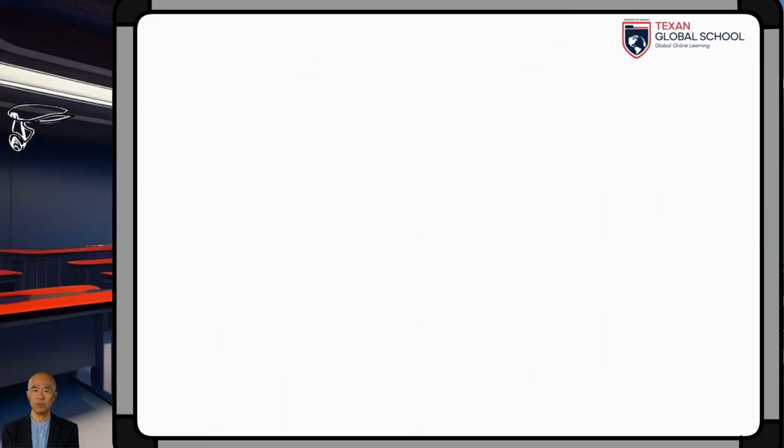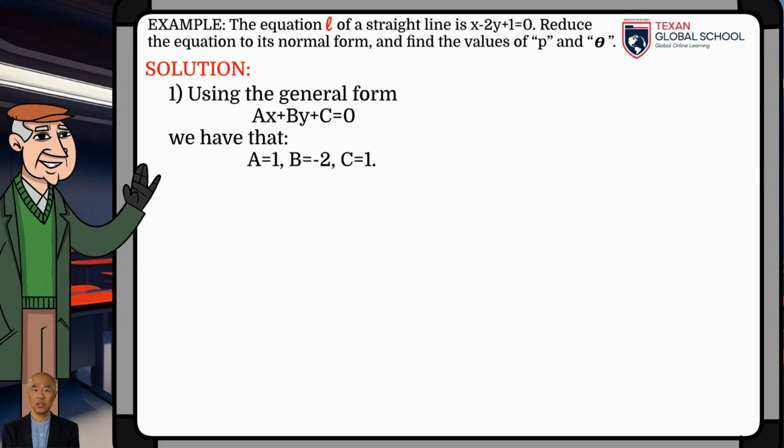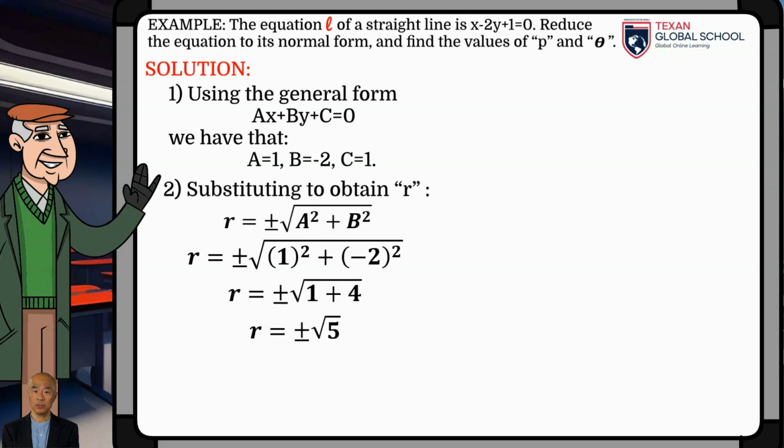In this other example, given the equation L of a line x minus 2y plus 1 equals 0, we will reduce that equation to its normal form and find the values of p and theta. From the general form ax plus by plus c equals 0, we can determine the values of the coefficients. Then, a is equal to 1, b is equal to negative 2, and c is equal to 1. Now, we substitute the values of a and b to obtain r in the derived formula. We have that r is equal to plus or minus the square root of 5.